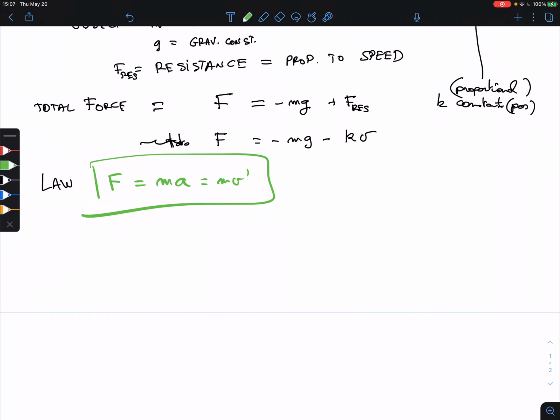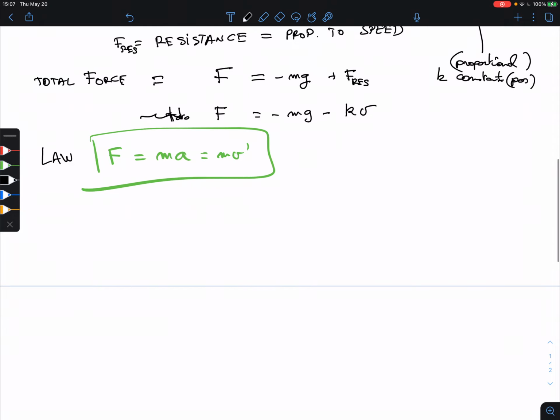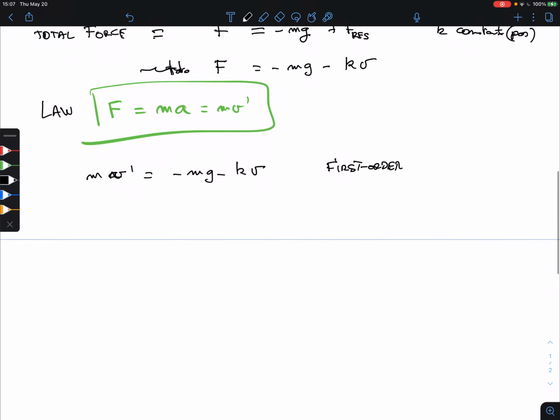The law of mechanics, this mechanical law of mechanics. So what we get is mv prime equals minus mg minus kv. And so what we see here is indeed a first order differential equation. It's actually linear, so we know a bit how to solve this.